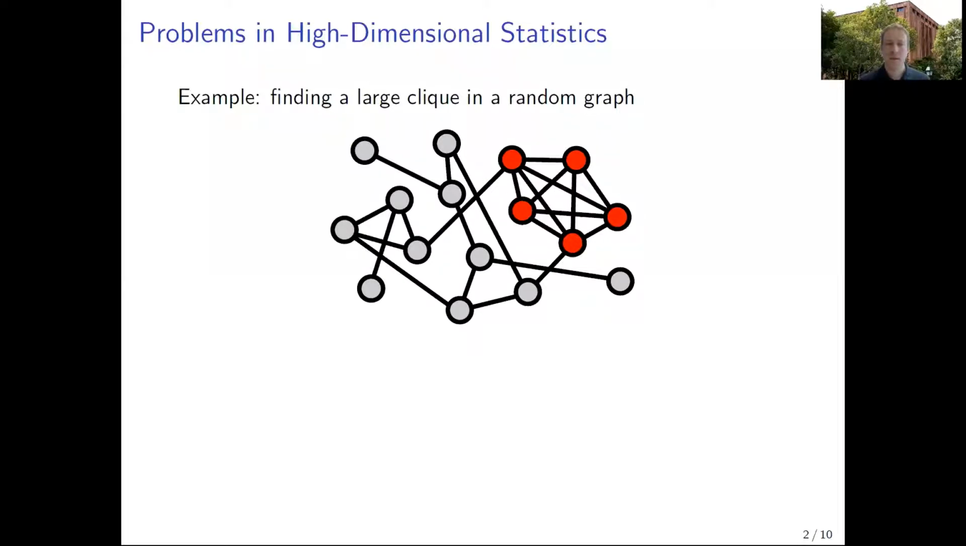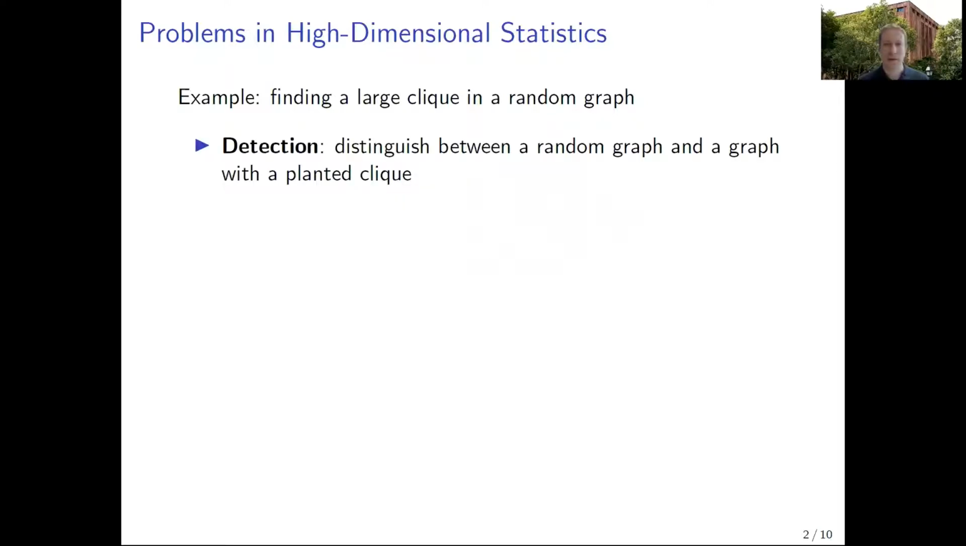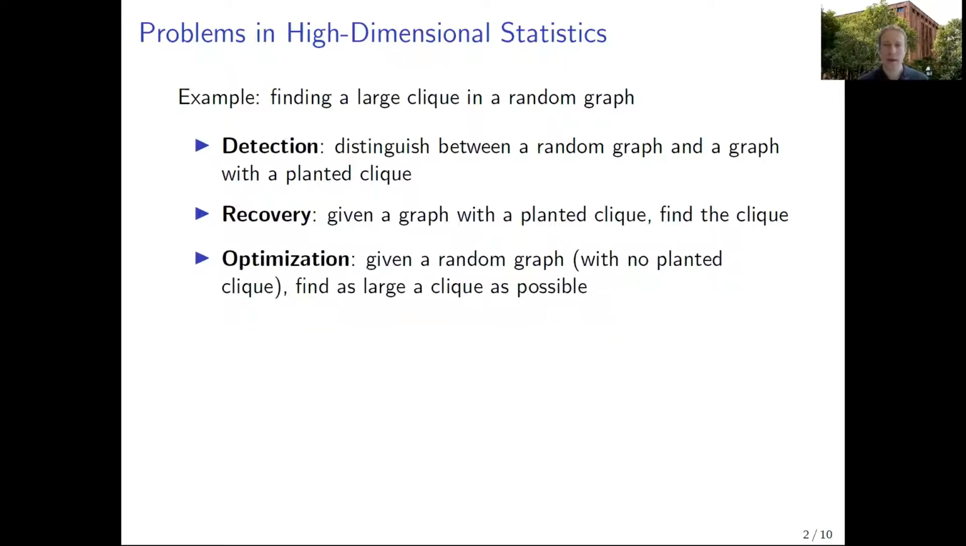I'll be talking in broad generality about problems in high-dimensional statistics. A motivating example is that of finding a large clique in a random graph, like the one shown in red. There are a few different variations of this problem. In detection, I give you a graph that's either a random graph or a graph with a planted clique, and your job is to decide which it is. In recovery, I give you a graph with a planted clique, and your job is to find the clique. And in optimization, I give you a random graph with no planted clique, and your job is to find as large a clique as possible.